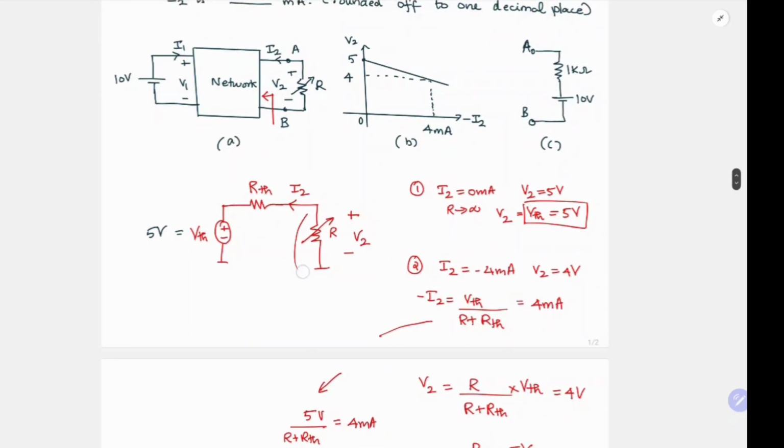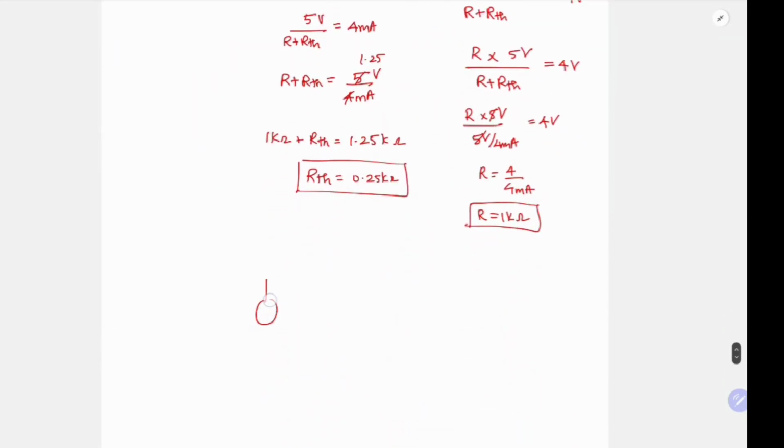Now you are removing this R and replacing it with this load. So let us do that. So you have 5 volt, 0.25 kilo ohm, and then you have 1 kilo ohm in series with 10 volt. Now you want to find I2. Remember that your I2 is in this direction, not the other way.